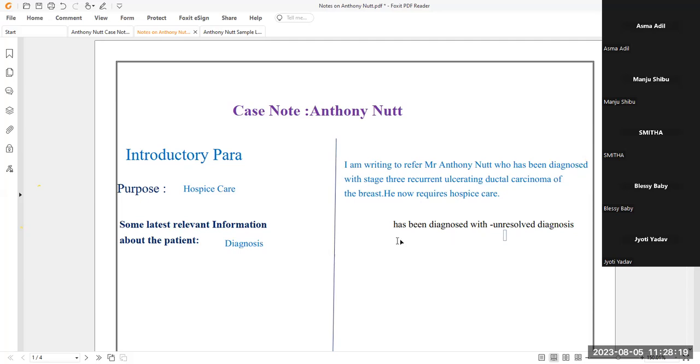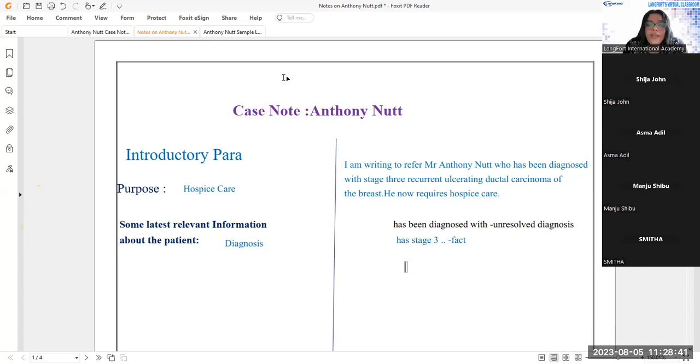And if you're like, ma'am, it's too confusing for me, forget it. Just write "has stage 3 cancer." Just write "has" as a fact. Right now he has it, right? You can write that. It's your decision. If you don't like this, you can go for that. It's not compulsory to write it as an unresolved diagnosis. It's your decision as a writer. So remember, "has been diagnosed with" is used when the diagnosis is unresolved at the moment of writing.